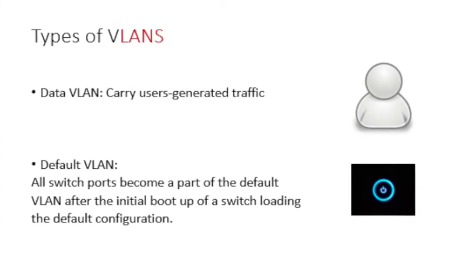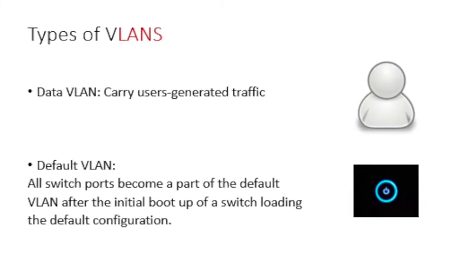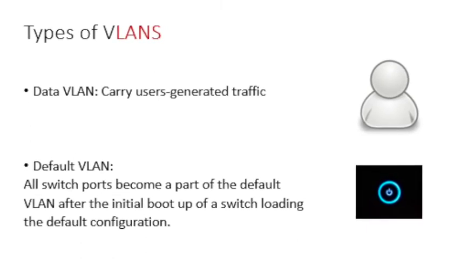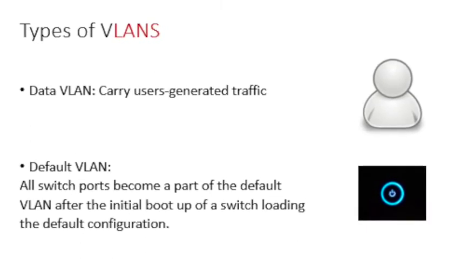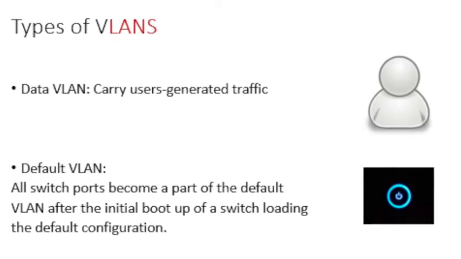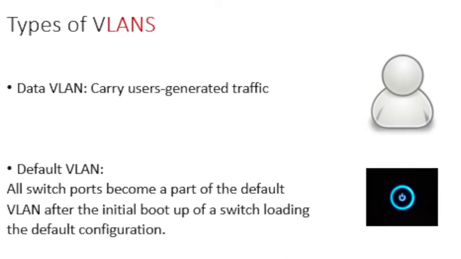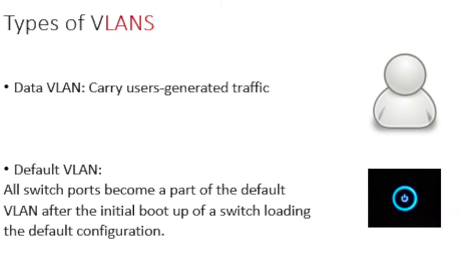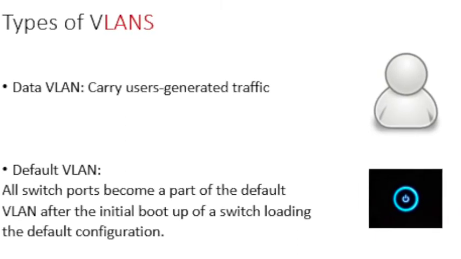Default VLAN. All switch ports become a part of the default VLAN after the initial boot up of the switch loading the default configuration. This allows any device connected to any switch port to communicate with other devices on other switch ports. The default VLAN for Cisco switches is VLAN 1.